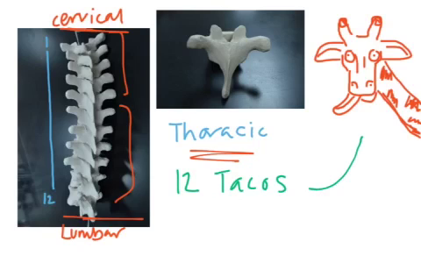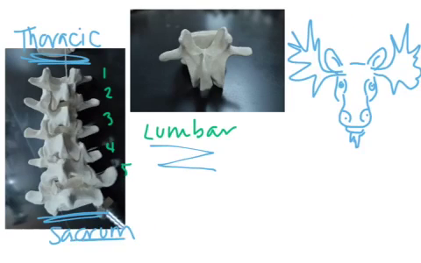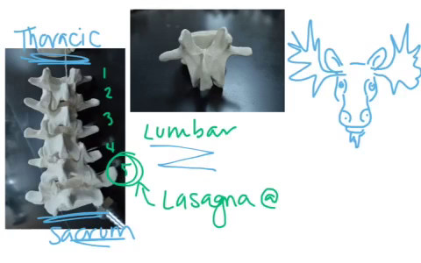I like to think these ones look like my crazy giraffe over here. Last but not least are the lumbar vertebrae. The thoracic vertebrae connect right here at the top, and the sacrum connects at the bottom. There are 5 of these vertebrae, and a good way to remember them is lasagna at 5. And these vertebrae just happen to look like a moose.